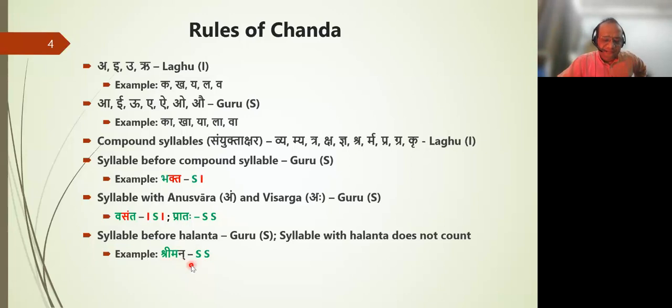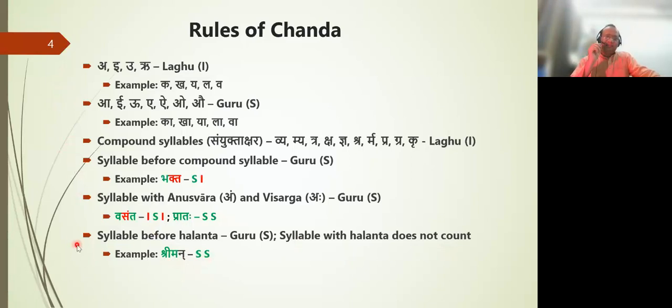So the example is Shriman. Shri is a long sound because there is a long E here. Ma, although independently a short sound, comes before na, which has the halanta, so ma will be counted as guru. The syllable with halanta, na, will not be counted for any matra. So the total number of matras in the word Shriman is 2 plus 2, guru and guru, equal to 4. So these are the 6 rules, 1, 2, 3, 4, 5, 6.